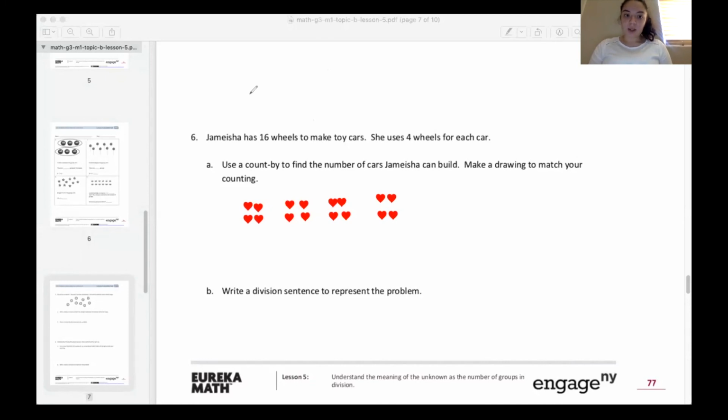So now we're going to write our division problem, or division sentence. So we have 16 wheels total. We're going to divide that into 4. Each car gets 4 wheels. So that means we have enough to make 4 cars.